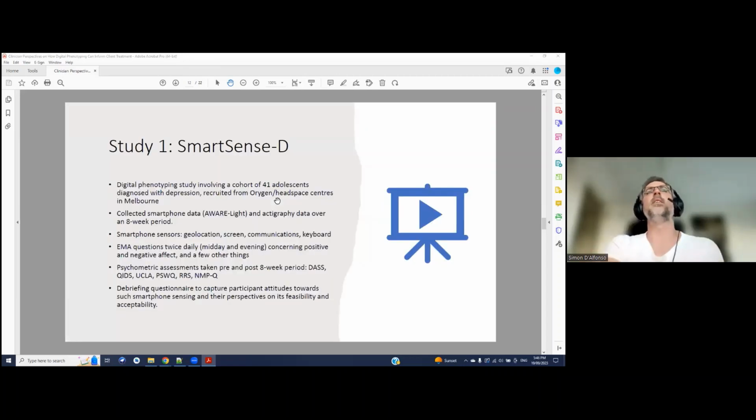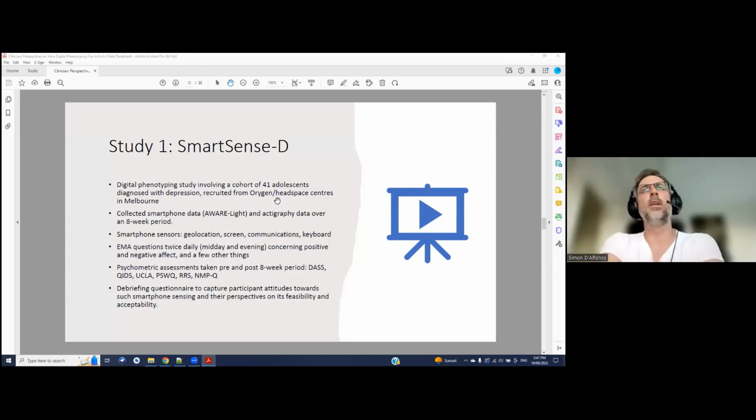With SmartSense D, it's a digital phenotyping study involving a cohort of 41 adolescents diagnosed with depression. And these were recruited from Origin, which is a nearby youth mental health institute, and they run a few Headspace centres in Melbourne. Headspace is a youth mental health government-supported service initiative.